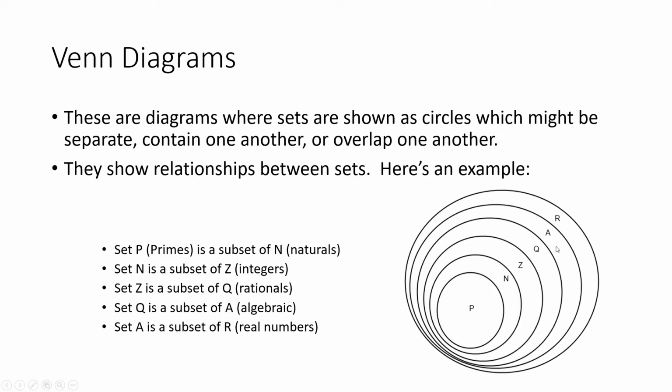R is real numbers, A is algebraic numbers, Q is rational numbers, Z is integers, N is natural numbers, and P is primes. So every prime is a natural number. Every natural number is an integer. Every integer is a rational. Every rational number is algebraic. Every algebraic number is a real number.